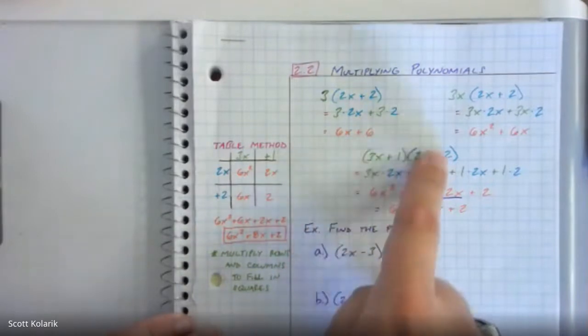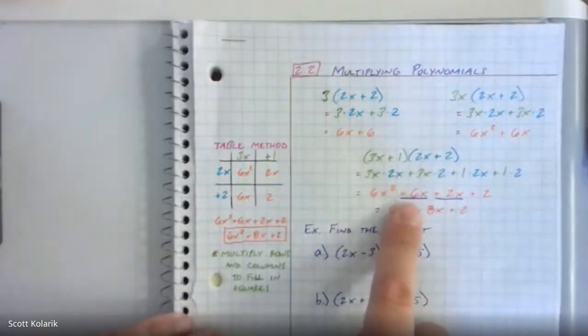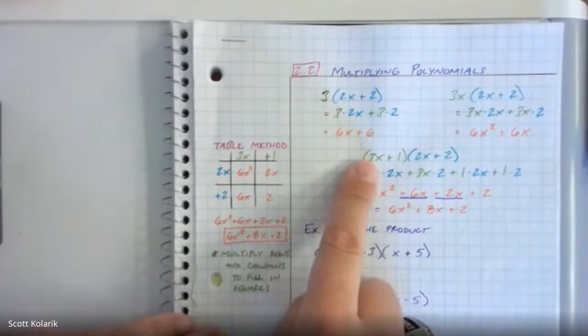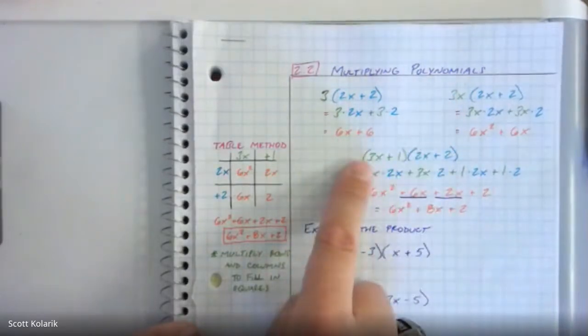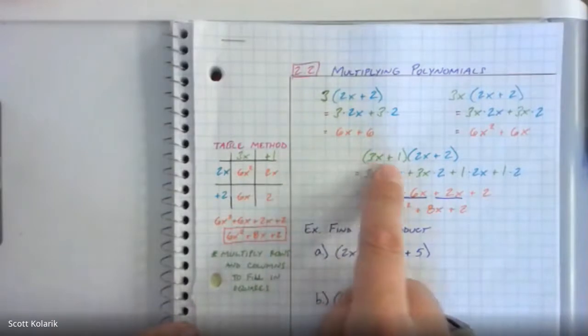Now I have to continue to distribute it throughout the rest of the parentheses. So 3x times positive 2 gives me positive 6x. And now I'm done with 3x. What's different from before is that now I have more than one object I'm distributing, so I just keep moving to the right to my next object.